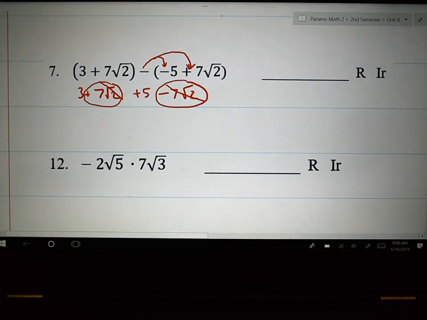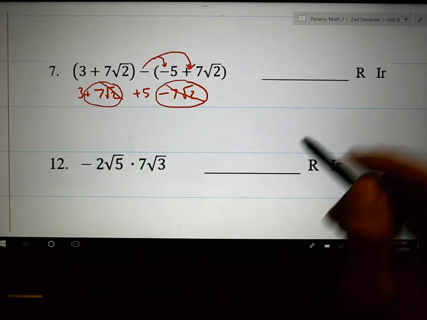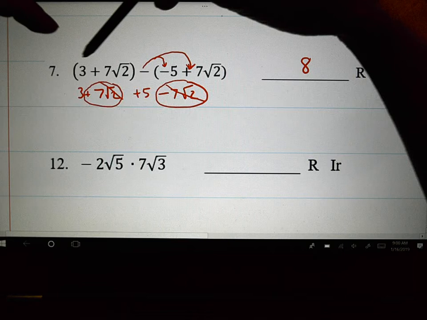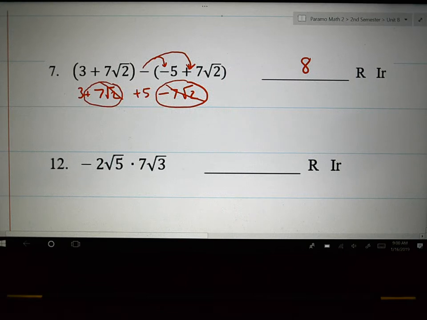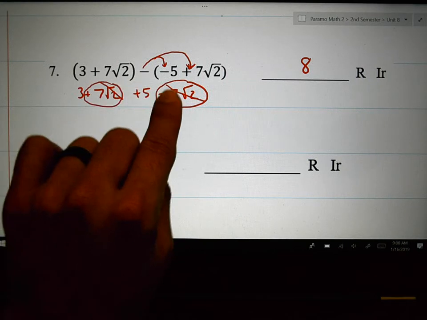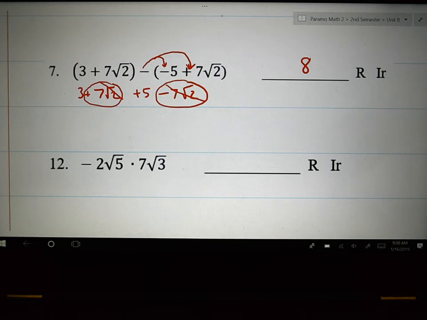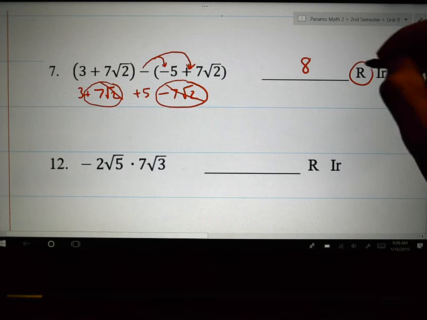So what's left? 3 plus 5. What is 3 plus 5? Now I know this one started off as irrational. But now that we have put things together and these have gone away and it simplifies to 8, is it rational or irrational now? It is now rational.